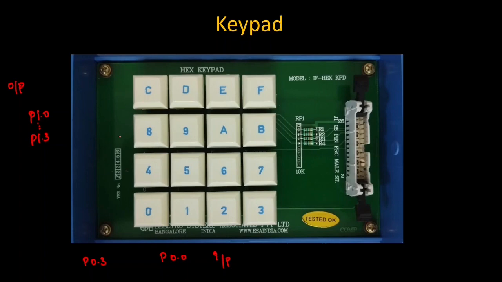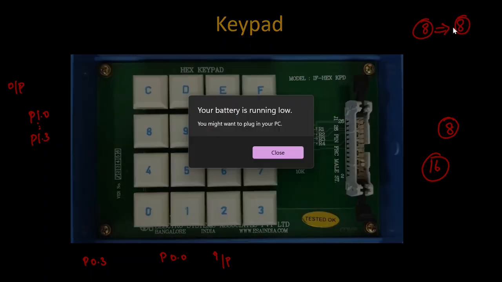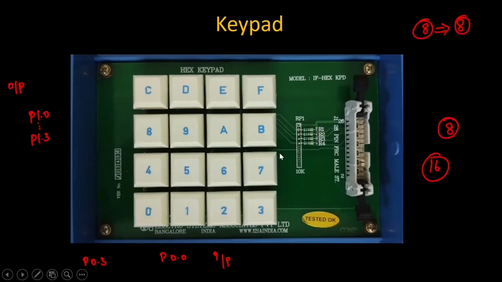So how many pins am I wasting here? A total of 8 pins, which is more or less equal to one port. So how many keys can I represent? I can represent 16 keys. In the previous structure, 8 pins could represent only 8 keys, right? Here I can say that 16 keys can be represented using your 8 pins, right? So this is the overall hardware. We can see it here.